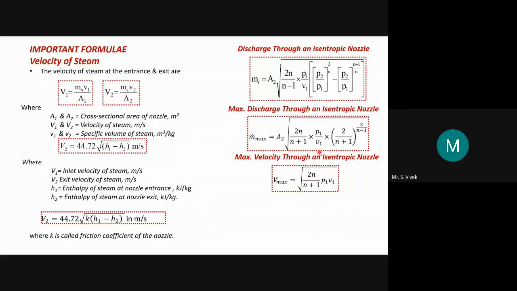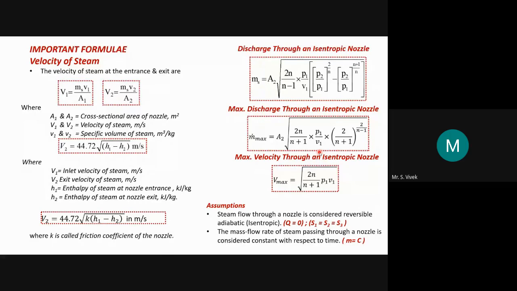But as far as the derivation part is concerned, these three formulas are very important. And these assumptions are very important. Somebody will ask why, how you are saying that S1 is equal to S2 is equal to S3. That is based on the assumption: the flow is isentropic and the mass flow rate remains constant.